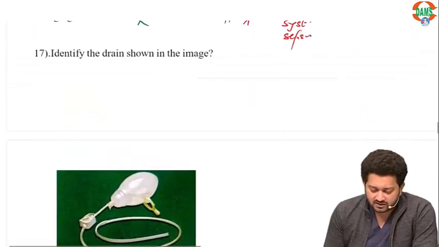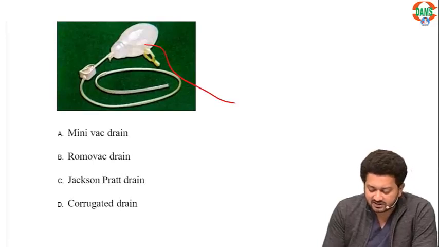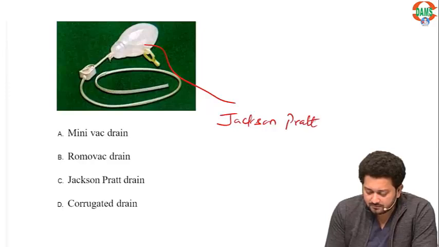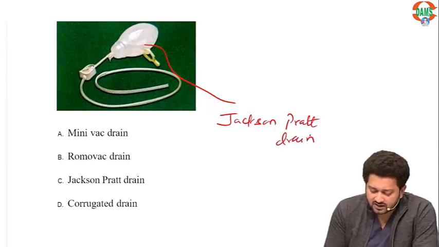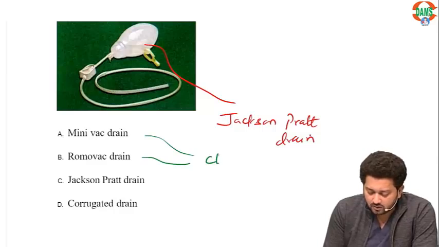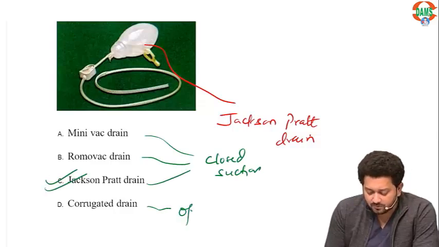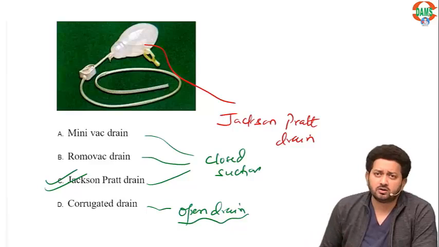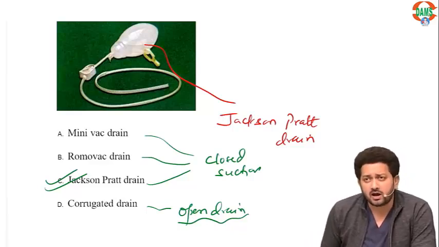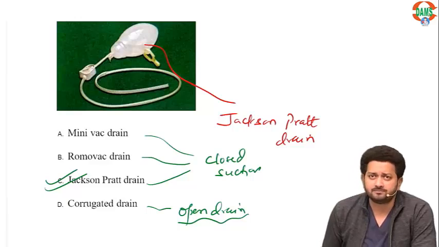Identify the type of drain shown in the image. This drain is a Jackson-Pratt drain, which is a type of closed suction drain. Jackson-Pratt drain, Romovac, Minivac, all these are closed suction drains. Corrugated drain is an open drain. It is an open type of drain which opens directly into the dressing of the environment. It is not attached to any bag or any small container.